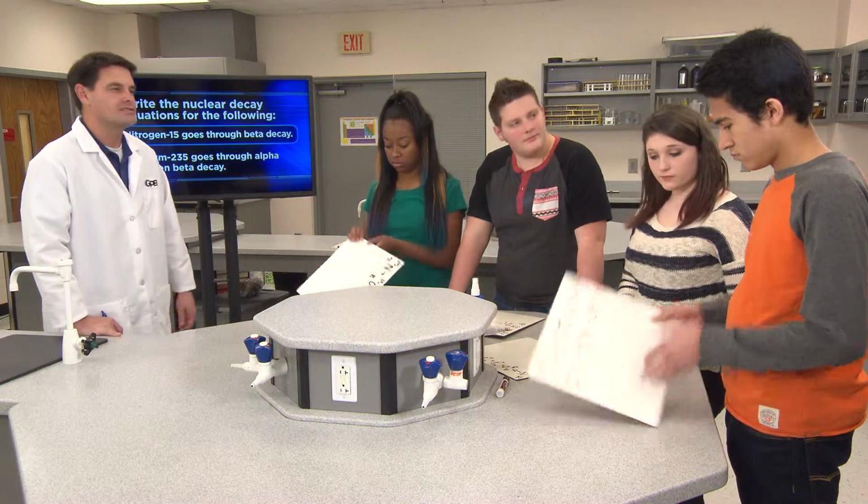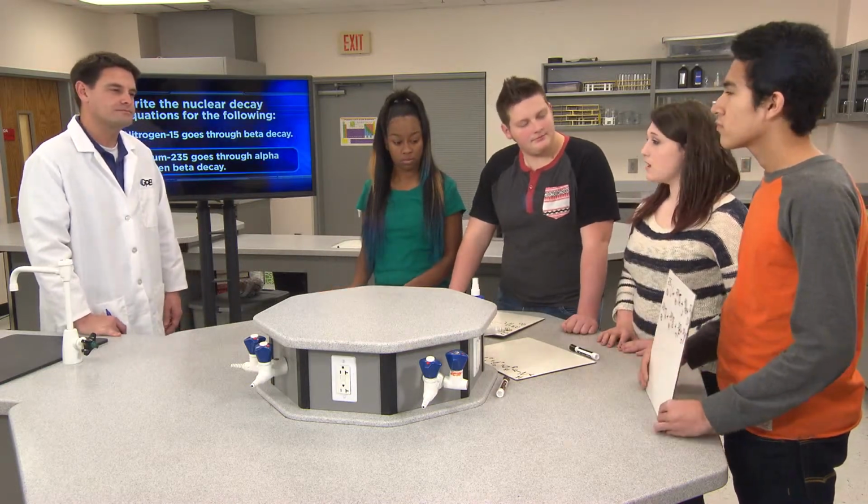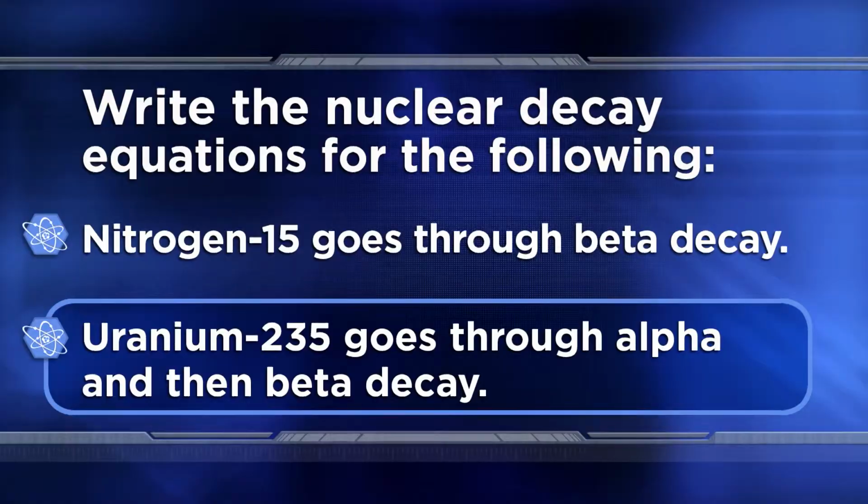So Team 2, let's look at your work for the next problem. The problem told us that uranium-235 undergoes alpha decay and then beta decay. So we started by looking at what happens because of alpha decay. Because alpha decay happens first and alpha particles are big.